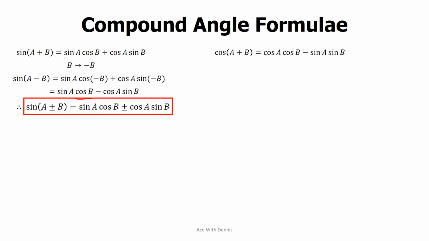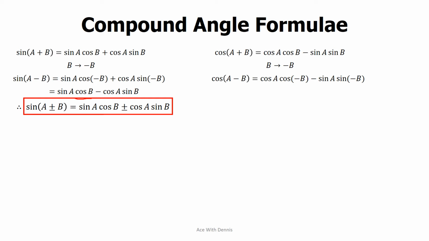Alright, now let's talk about cosine A plus B. We use a similar concept. The formula is cosine A cosine B minus sine A sine B. So we substitute B becomes negative B, the negative angle. So the formula becomes cosine A minus B equals cosine A cosine negative B minus sine A sine negative B.